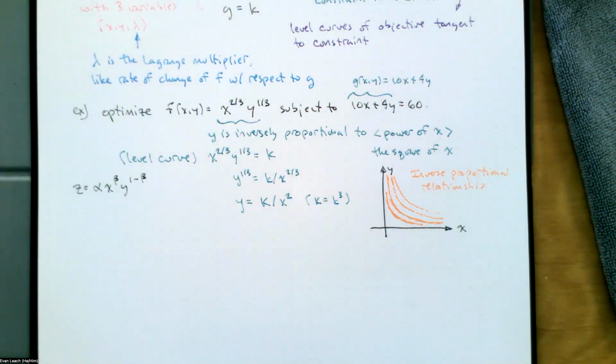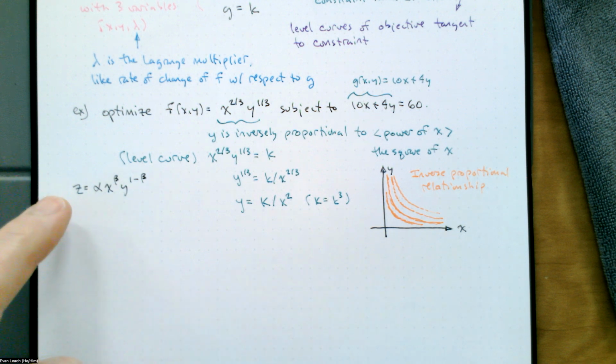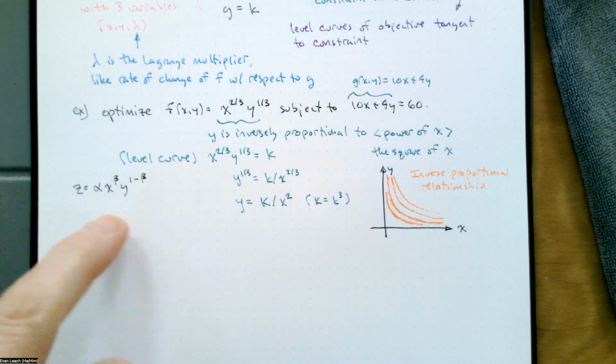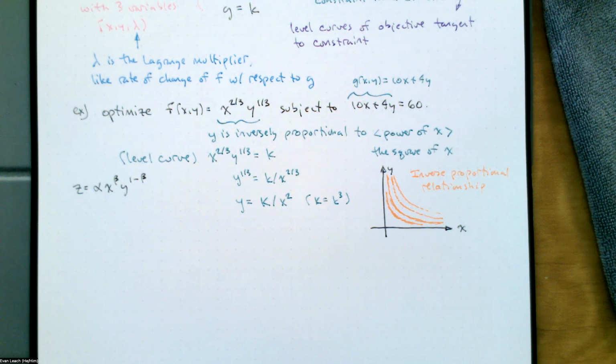Any questions? This is probably what you want to work on. We want to apply Lagrange multipliers to optimize 2x to the 2/3, y to the 1/3 subject to 10x plus 4y equals 60. Take a moment and start running through these calculations. If you get stuck, we're about to break into groups, and then you can discuss it with your classmates. What is the alpha? This is just the generic form, where I have alpha times x to the beta times y to the 1 minus beta.